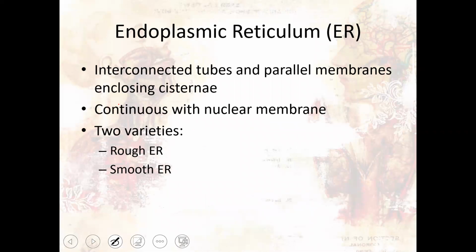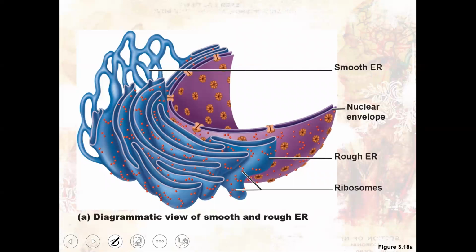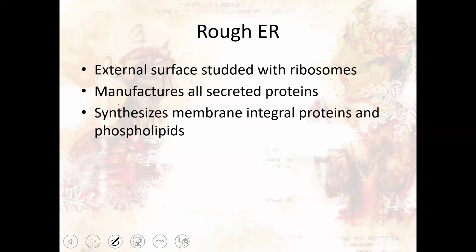The endoplasmic reticulum, a system of tubes and membranes, has two types. There's a rough ER and a smooth ER. And you can see that here. The rough ER is called that because of all those ribosomes stuck on it. The smooth ER is not studded with ribosomes. The rough ER, with ribosomes making proteins, is involved in manufacturing proteins.